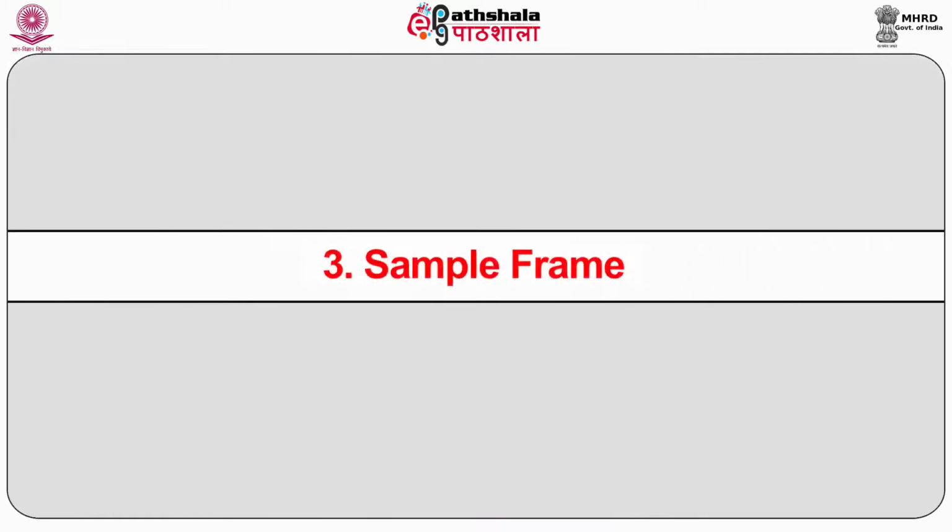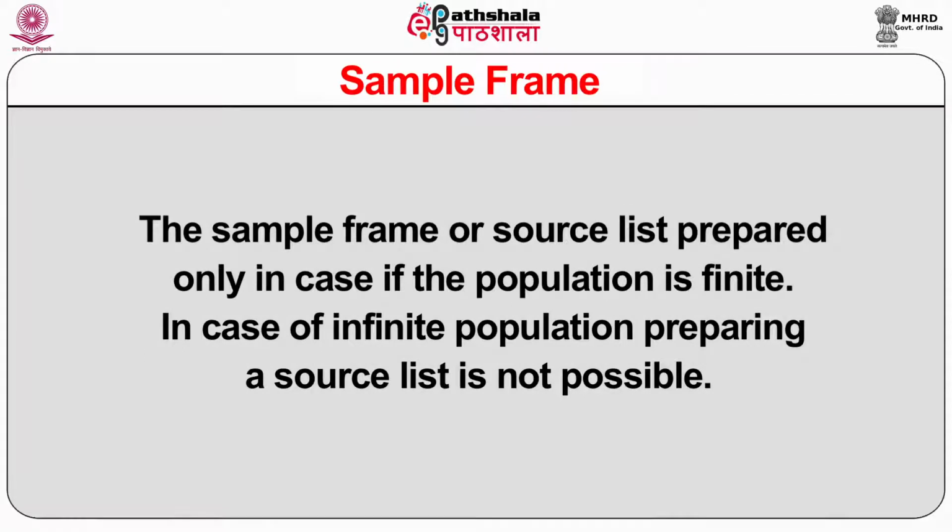The third thing is the sample frame. Sample frame is also known as source list. It is a list or a frame from which the sample is to be drawn. This list contains the identity of all the items of the universe. The sample frame or source list is prepared only if the population is finite. In case of an infinite population, preparing a source list is not possible.